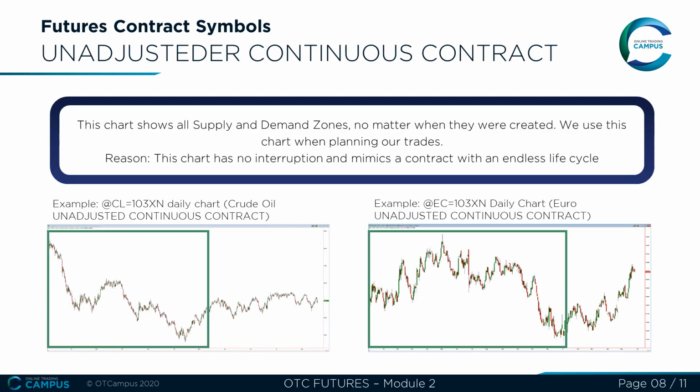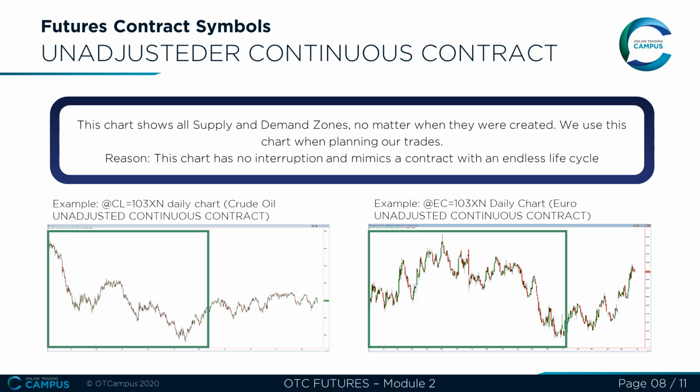To cut a long story short, the unadjusted continuous chart shows all supply and demand zones no matter when they were created. We use this chart when planning our trades. Reason being, this chart has no interruption and mimics a contract with an endless life cycle.